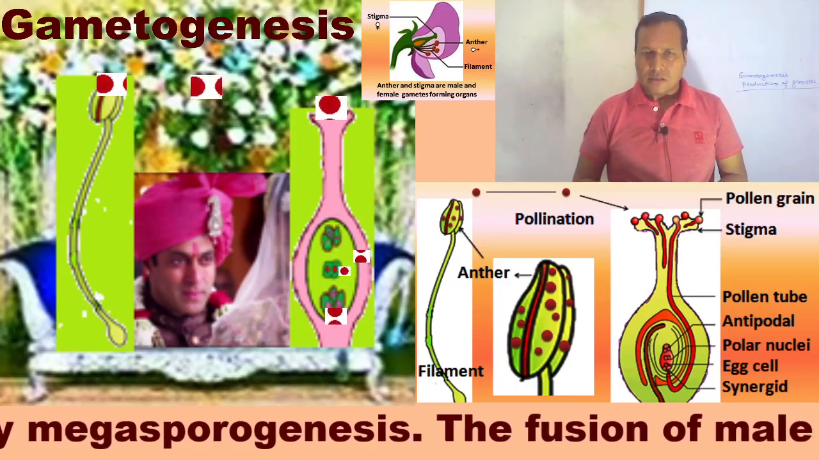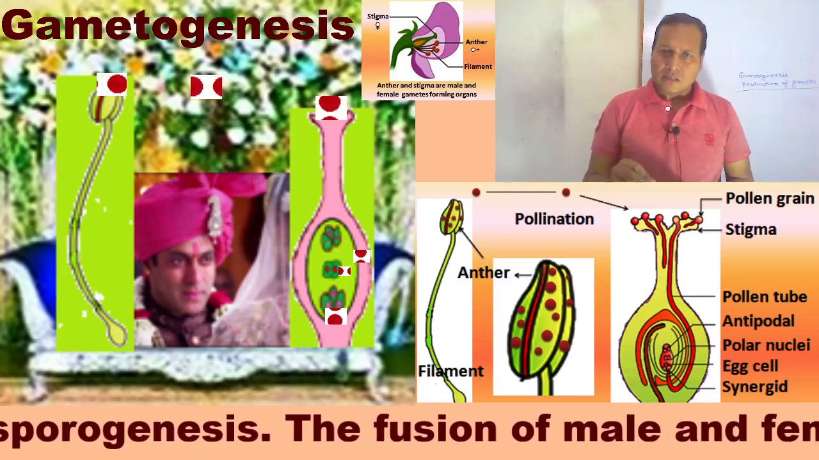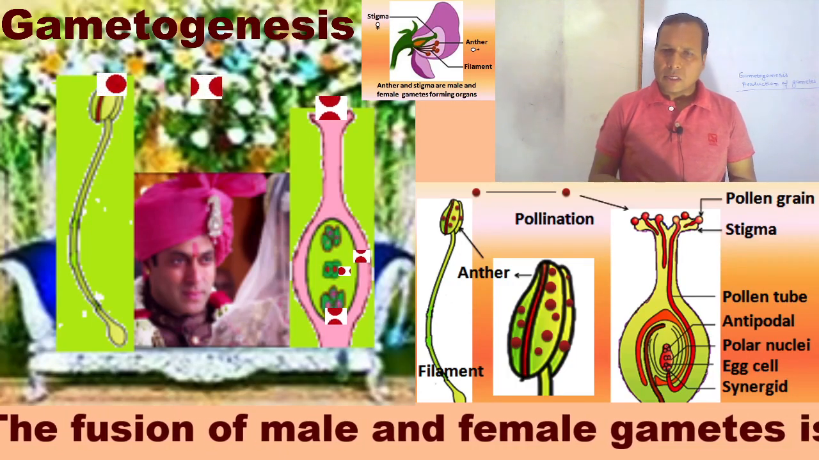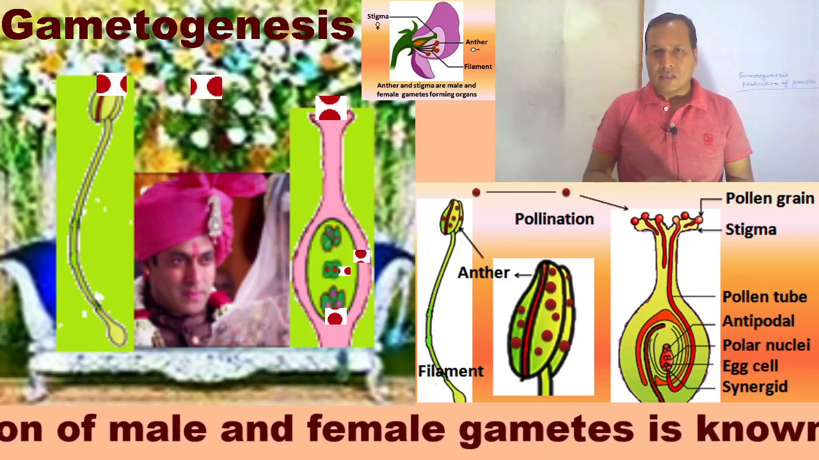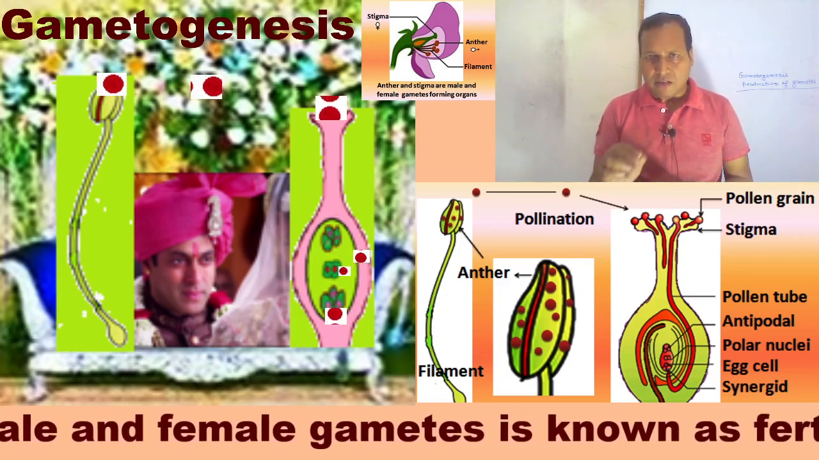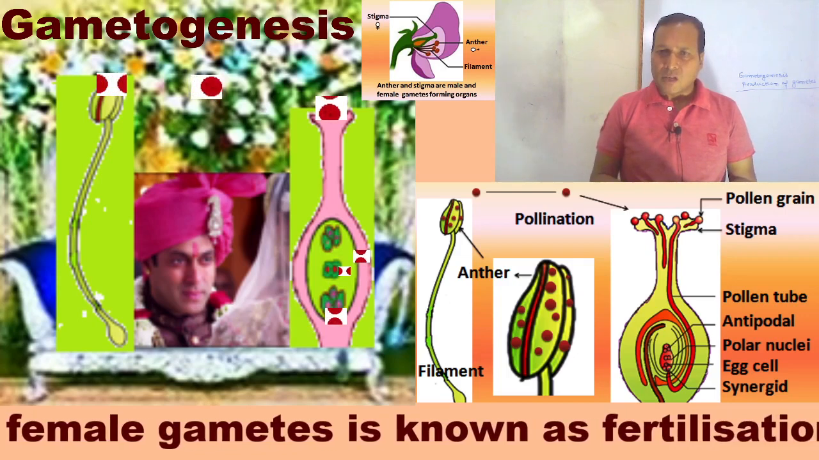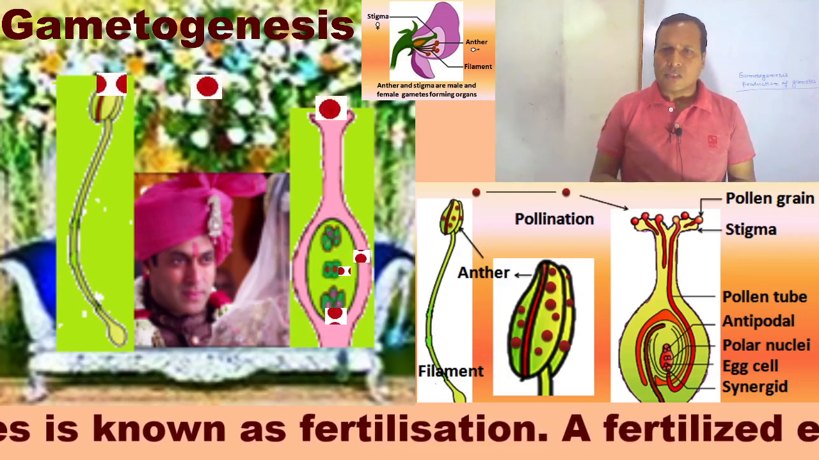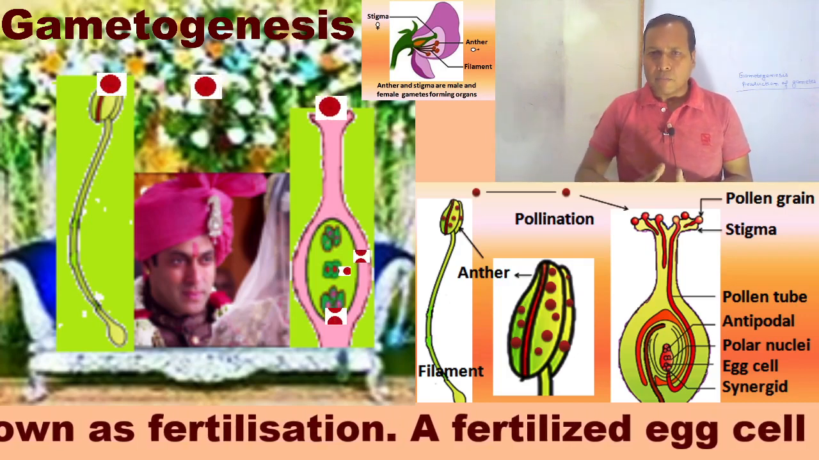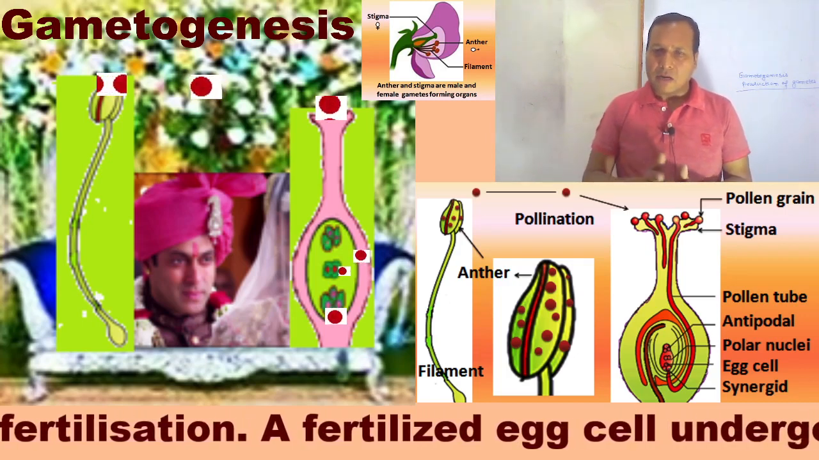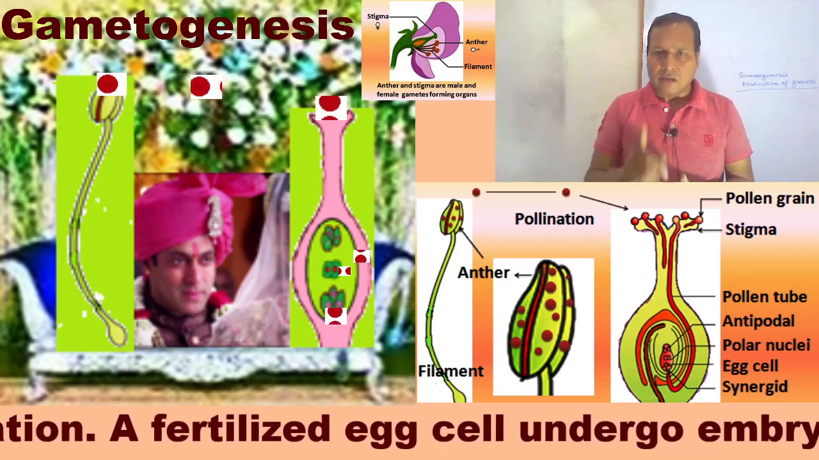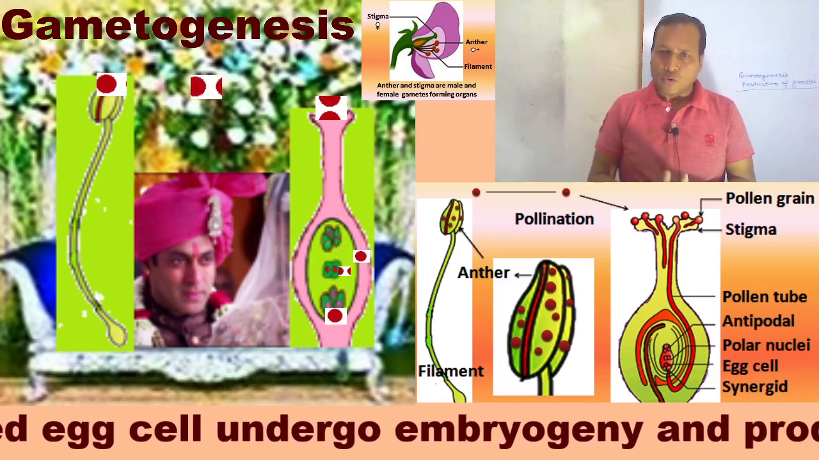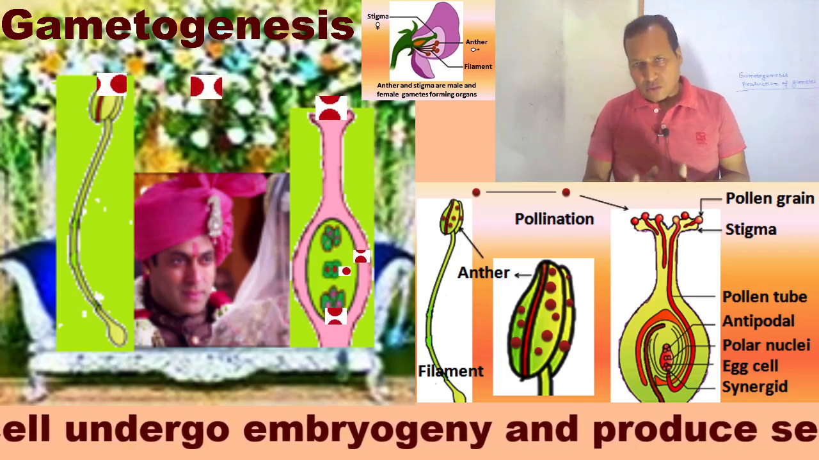Dear students, today in this video lecture we are going to talk about gametogenesis. Gametogenesis is the first step which occurs in the process of sexual reproduction, either in plants or in animals. The first step which must occur properly is gametogenesis.